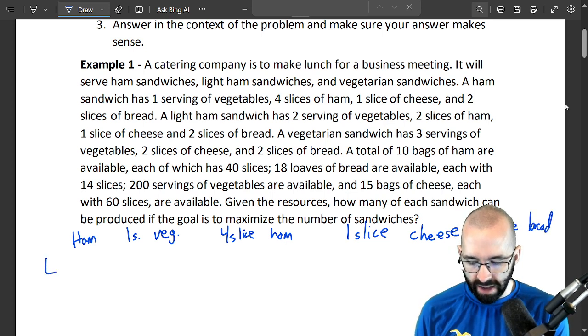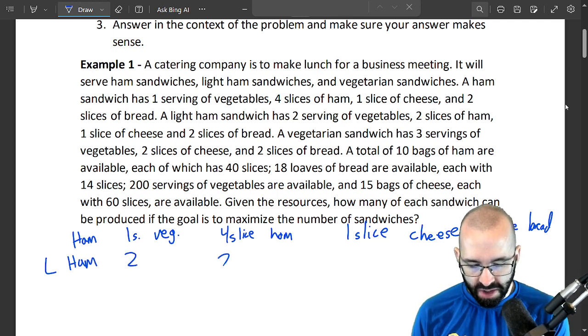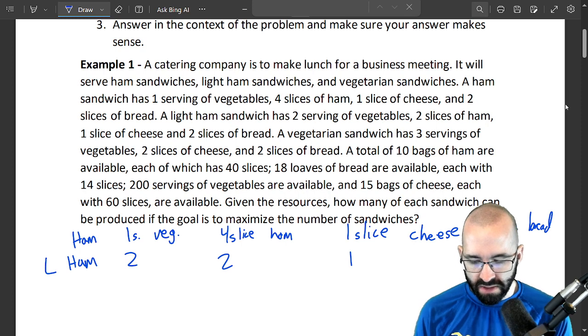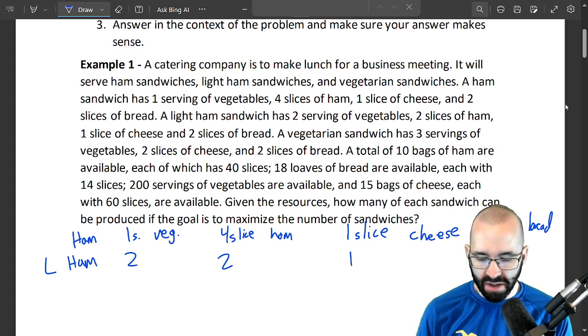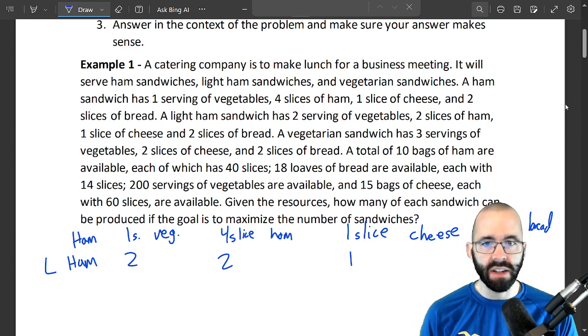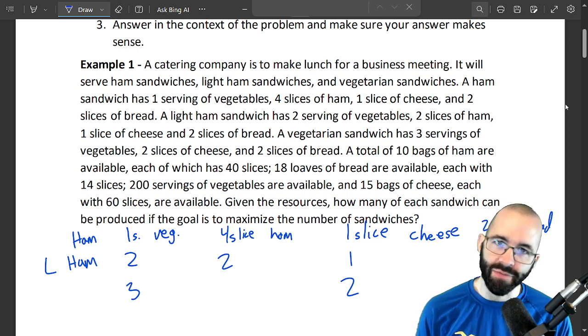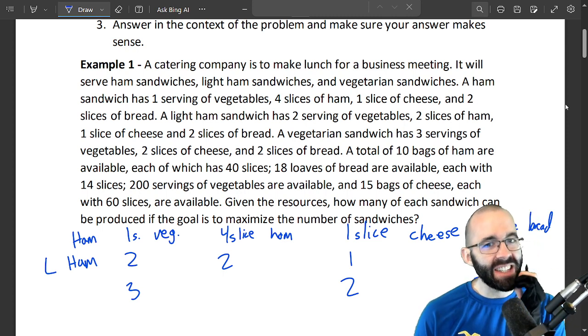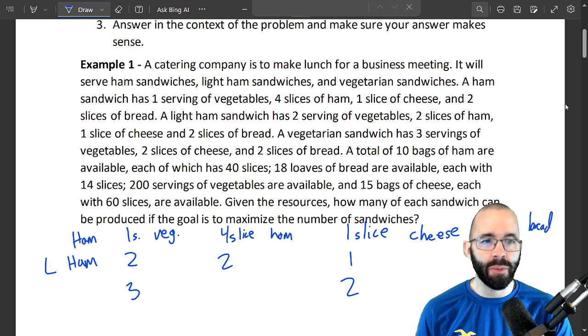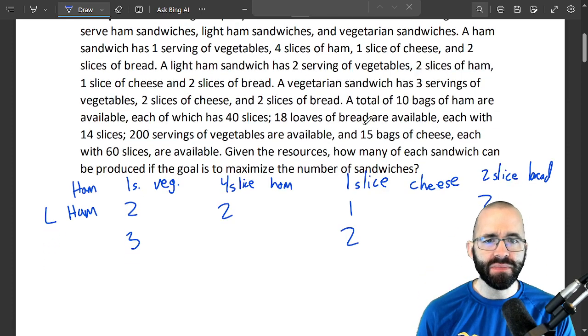A light ham is 2 servings of veggies, 2 slices of ham, 1 slice of cheese, 2 slices of bread. So basically the same, but with a little bit more veggies and a little less ham. Let's see, what do we got next? A vegetarian has 3 servings of veggies, 2 slices of cheese, 2 slices of bread, no ham. That makes sense. Okay, so we're organizing this information. We're going to need this information later.